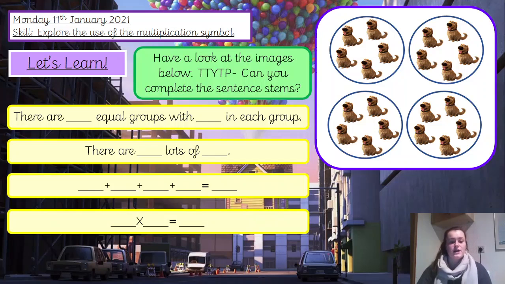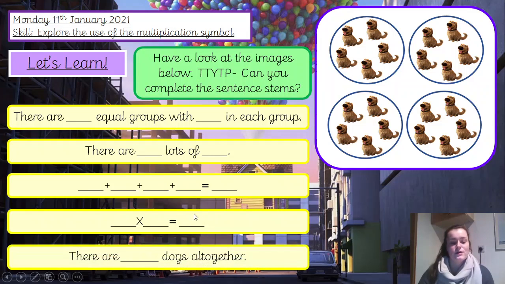Blank times by blank equals what? Have a go. Okay, so we would have 1, 2, 3, 4, because we've got 4 groups, multiplied by, or times, 1, 2, 3, 4, 5 in each group. So it's 4 times 5 equals 20. Well done if you got that.